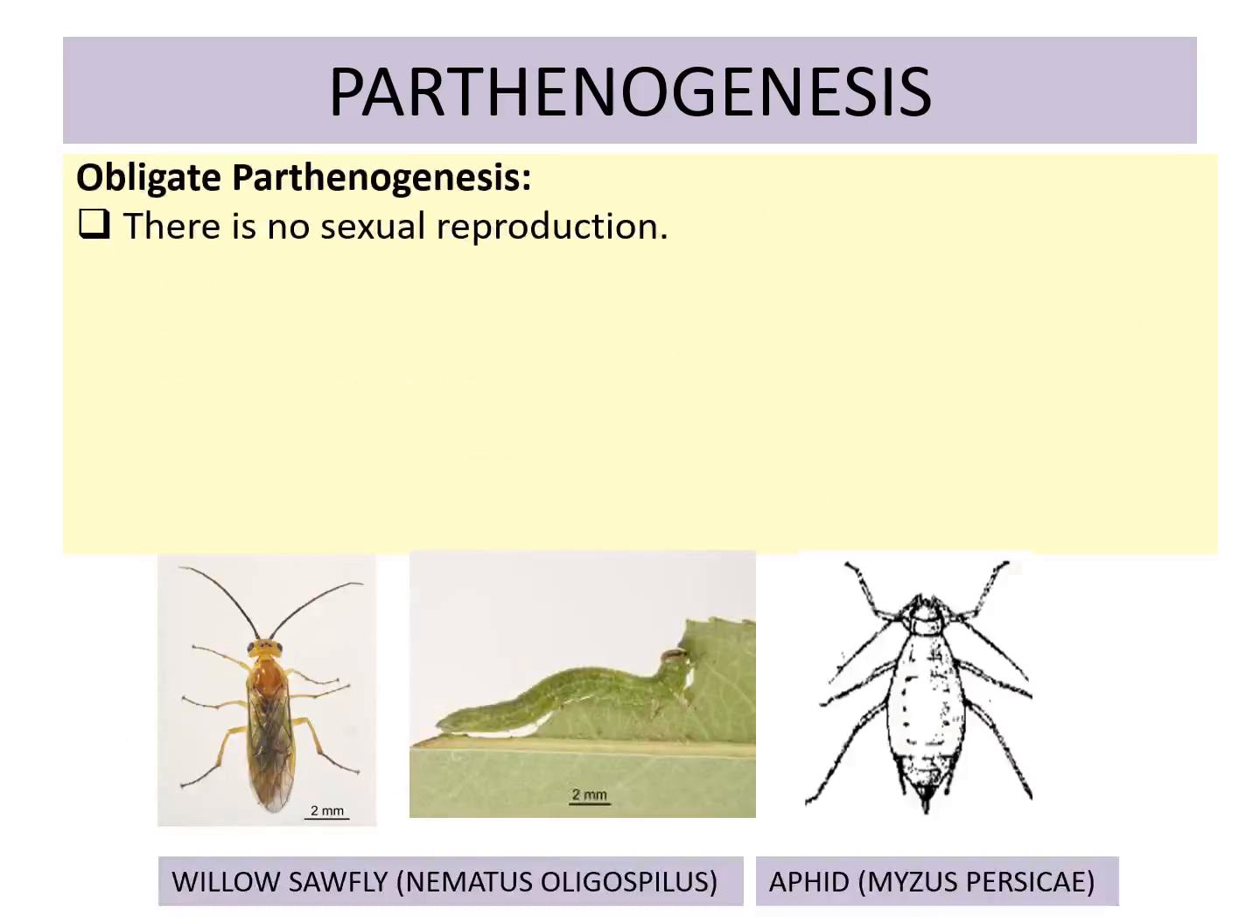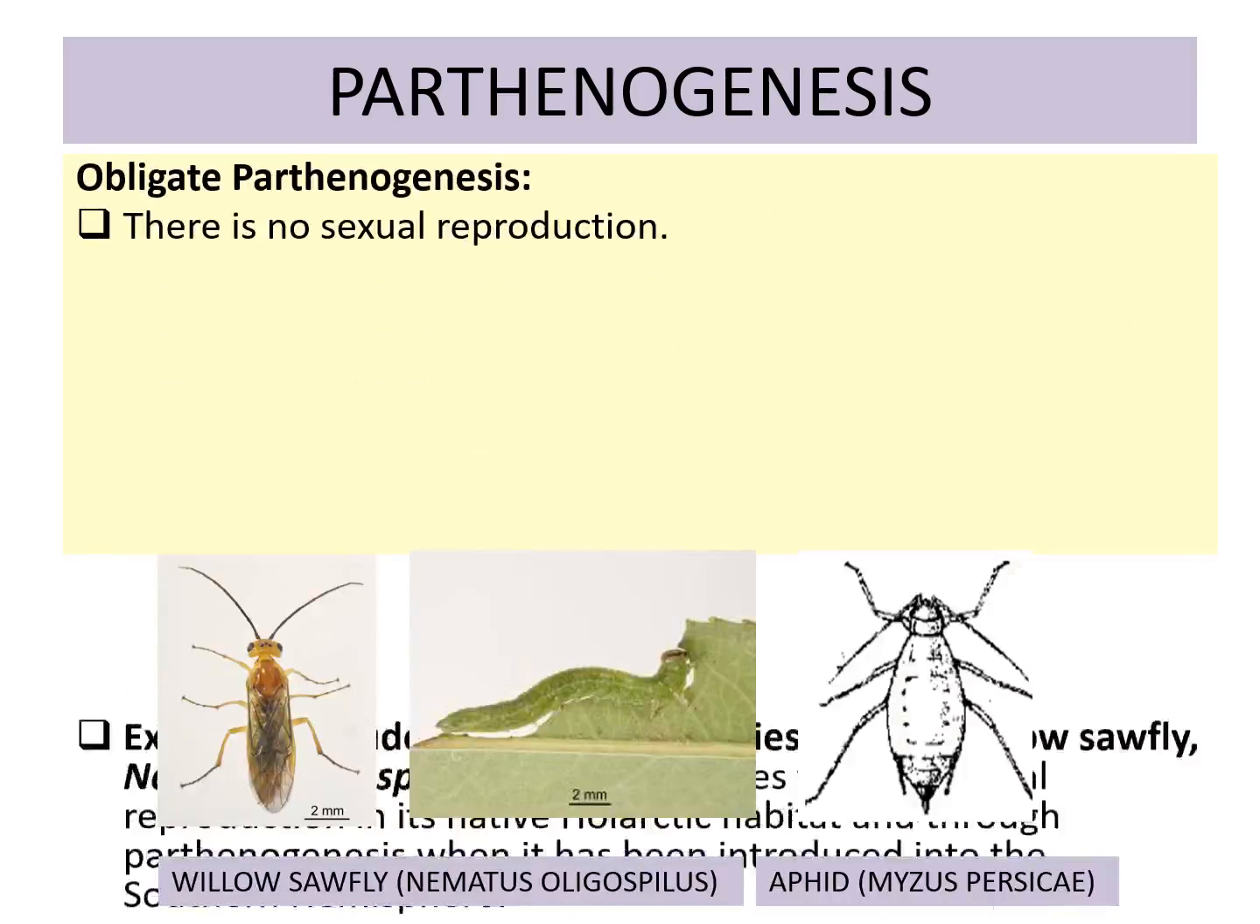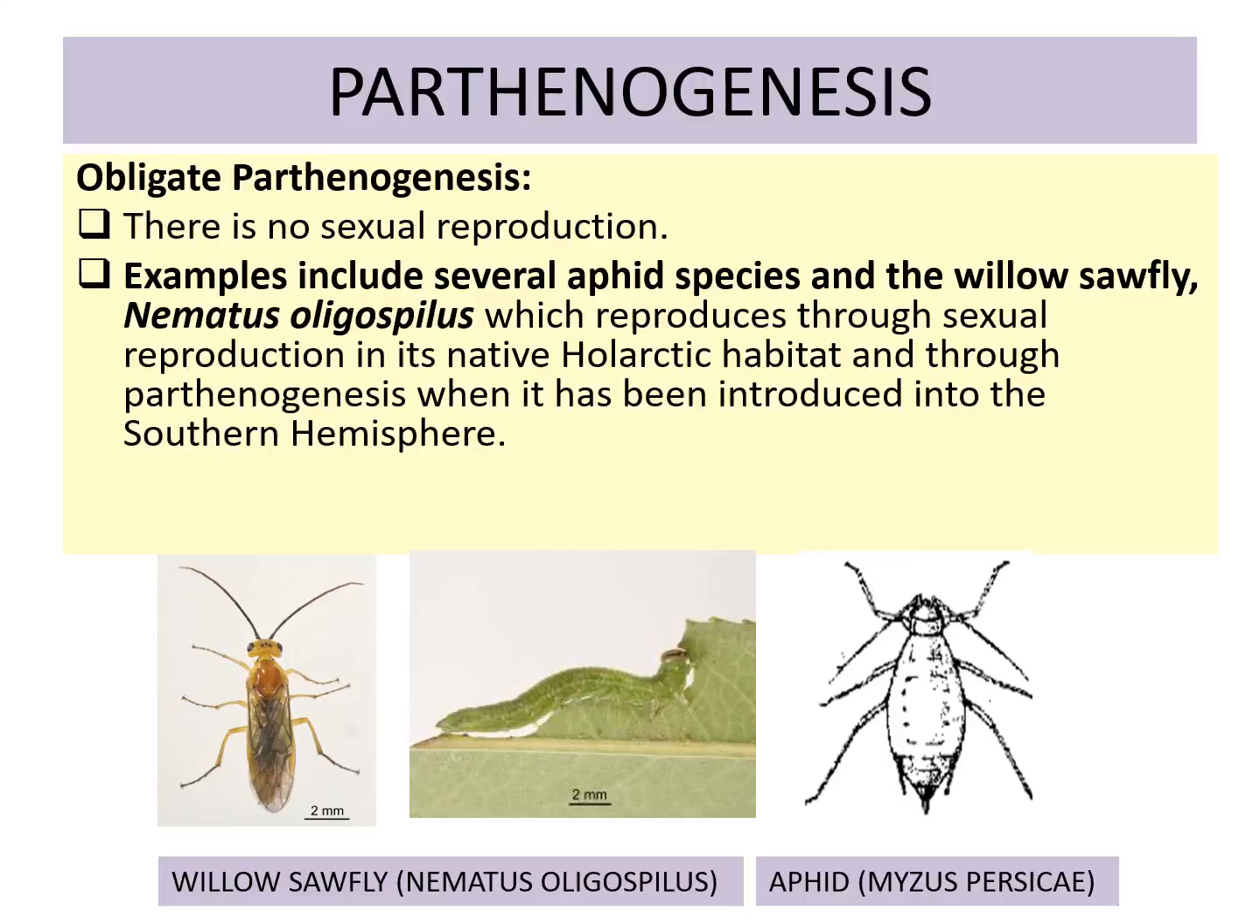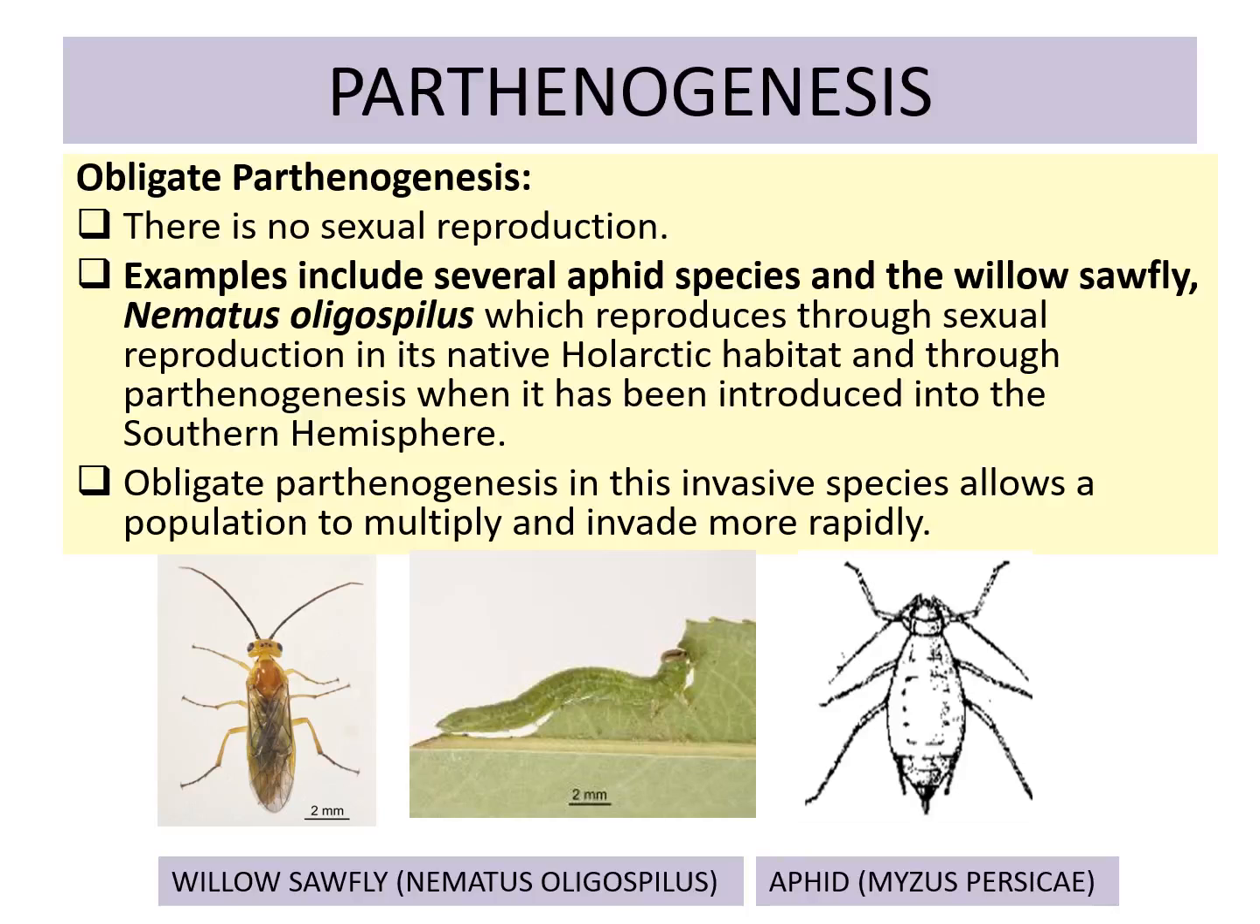Obligate parthenogenesis. There is no sexual reproduction. Examples include several aphid species and willow sawfly, that is Nematus, which reproduce through sexual reproduction in its native Holarctic habitat and through parthenogenesis when it has been introduced into the southern hemisphere. Obligate parthenogenesis in this invasive species allows a population to multiply and invade more rapidly.